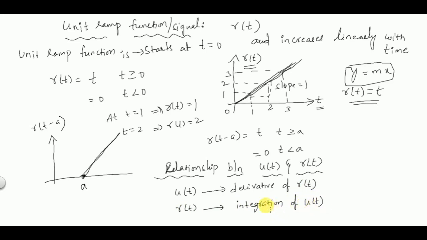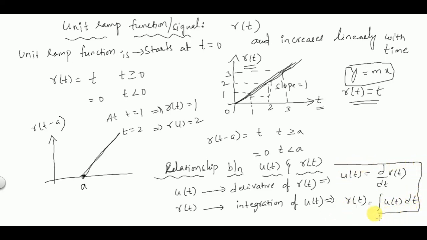Mathematically, u of t is the derivative of R of t, that is, u of t is equal to d by dt of R of t. Similarly, R of t is the integration of u of t, that is, the integral of u of t dt. This is the relationship between the two standard signals we have learned in this video.